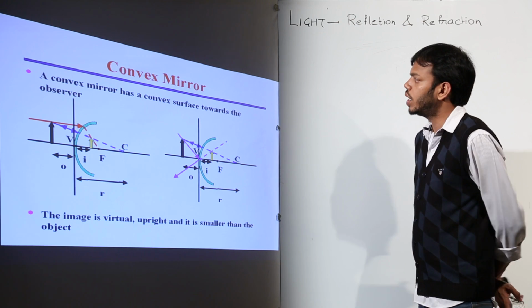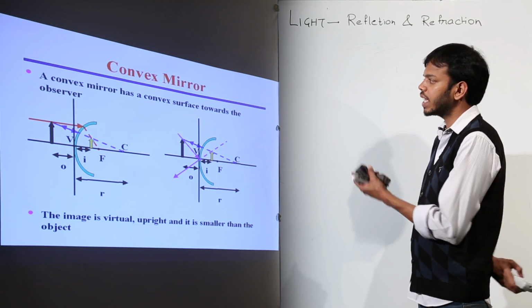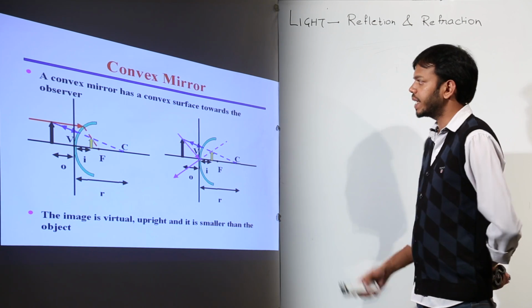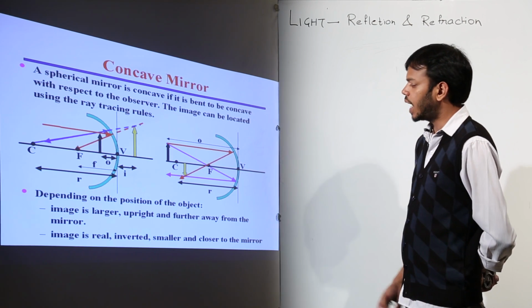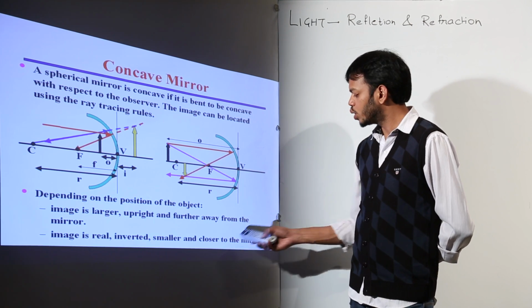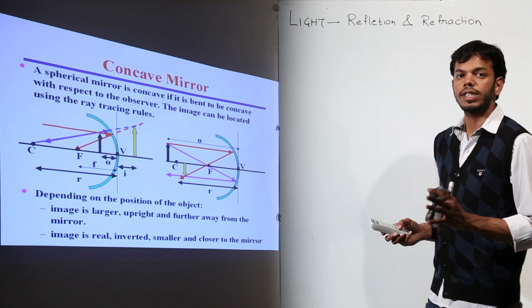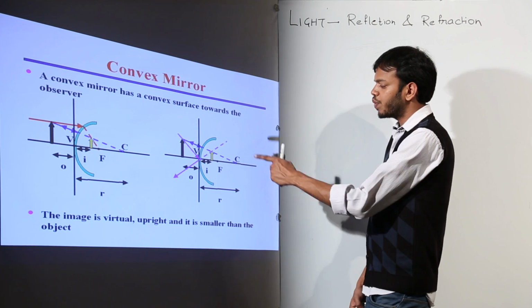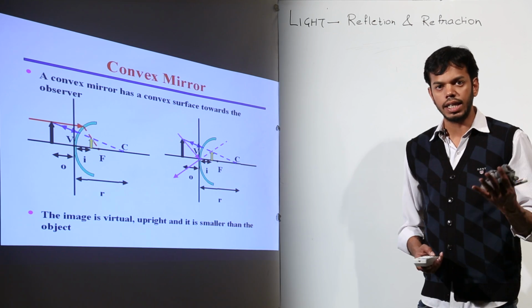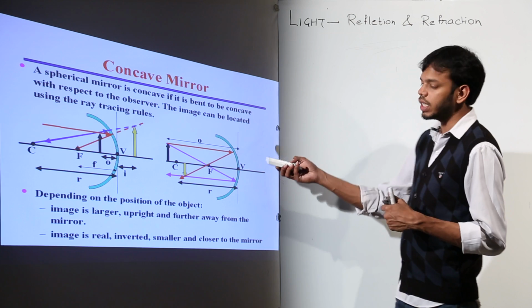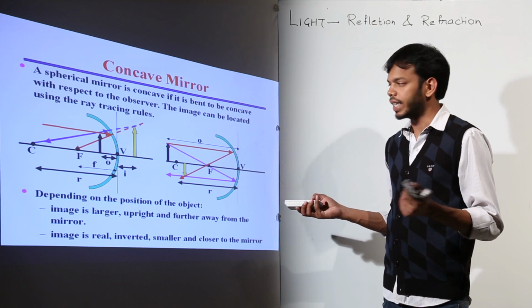So these are the two convex mirror things. A convex mirror has a convex surface towards the observer, and again the image is always virtual. But in the case of concave, the image can be larger, upright, and further away, or the image is real, inverted, and smaller, closer to the mirror. So these are two basic differences between concave and convex mirror, right? The image here is virtual, upright. Upright means erect, whereas in that case the image is downwards, which is called inverted, right?